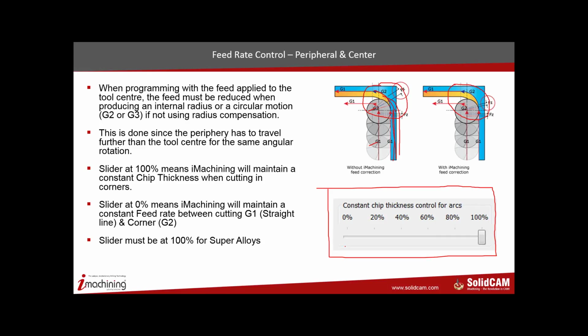A word of caution, if you're doing super alloys, don't experiment by putting the slider down to 0 or 20 or 40. Always try and keep this slider at 100% for super alloys. Right.